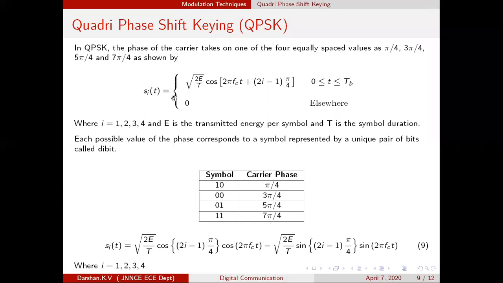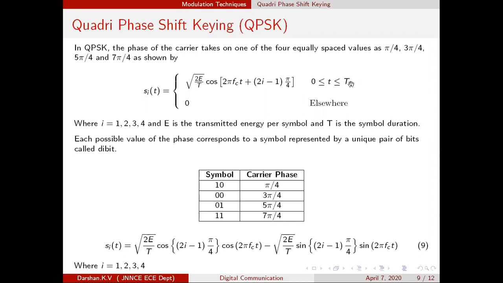In that fashion, the equation has been written as follows. Considering this table, the equation is written as follows: Si of t is equal to, the signal is not of infinite duration, it is of finite duration, an energy signal with finite duration, 0 to Tb. After Tb you cannot find the signal. Here, instead of Tb, we need to write this as T. It has been mistakenly written as Tb; it should be written as T.